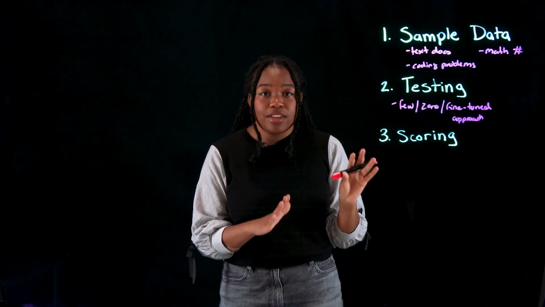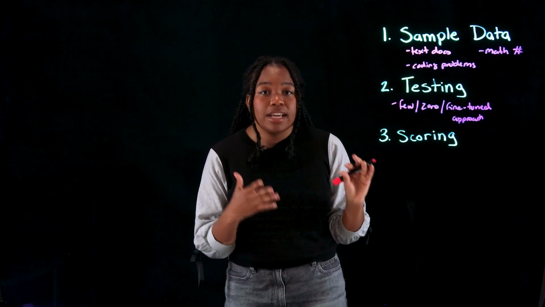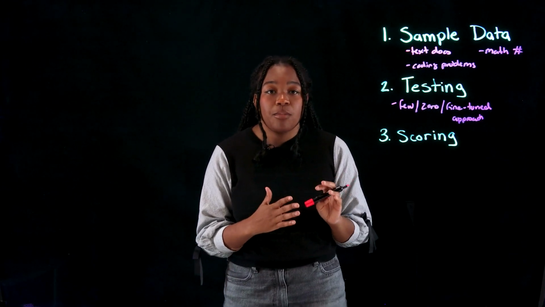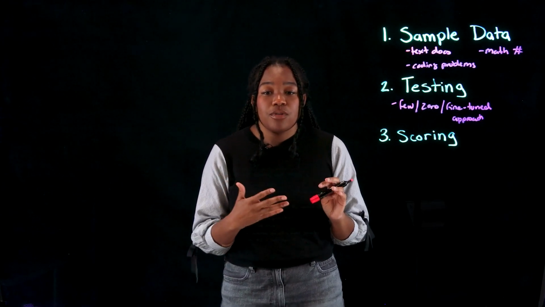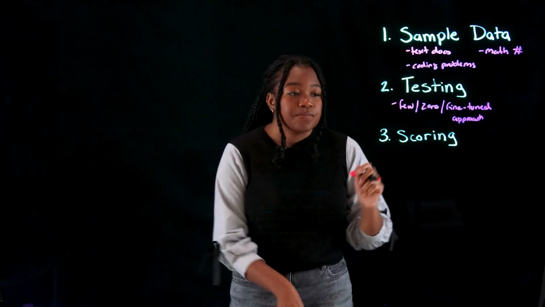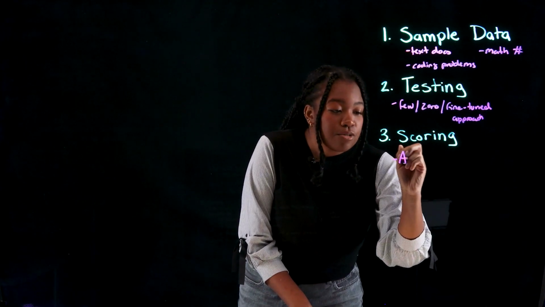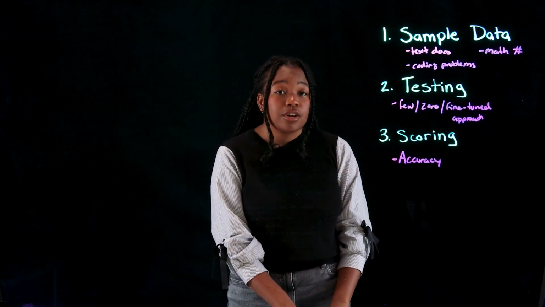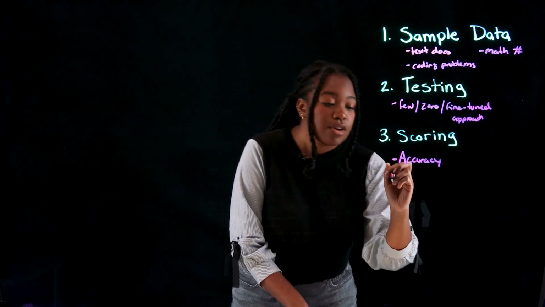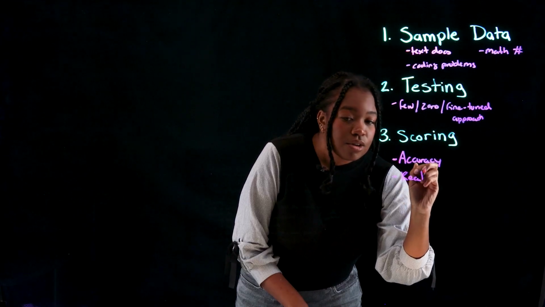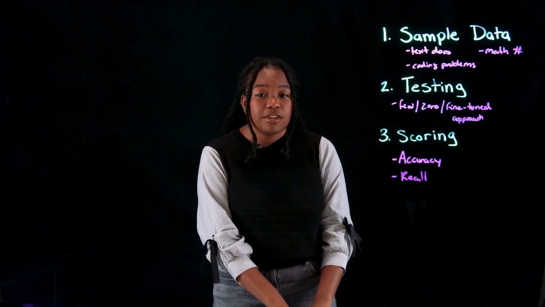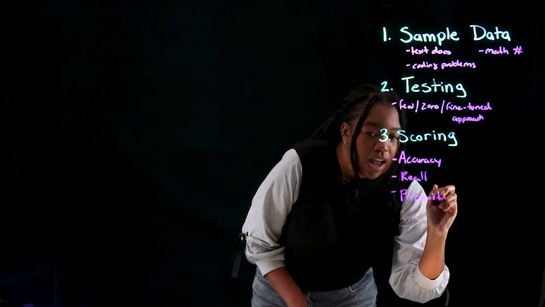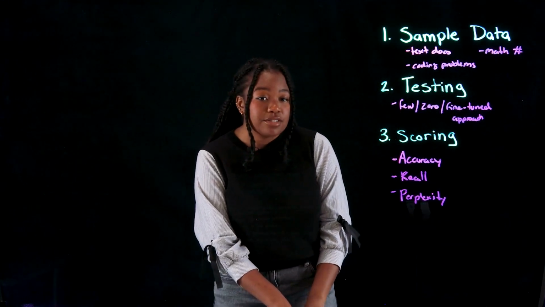And now the last and third part, and arguably the most important, is scoring. We're going to use a metric to determine how the model's output differs or resembles the expected solution. Metrics that are commonly used include accuracy, which measures the number of correct predictions, recall, which measures the number of true positives, and perplexity. This measures how well a model predicts.